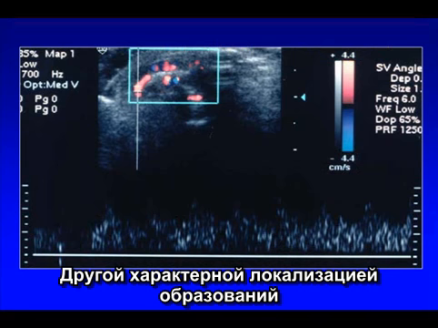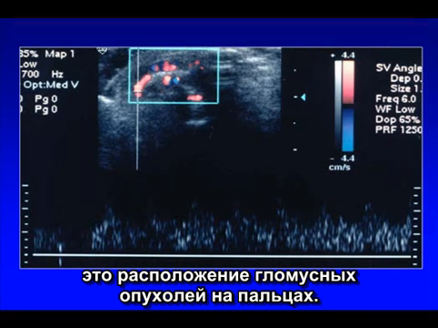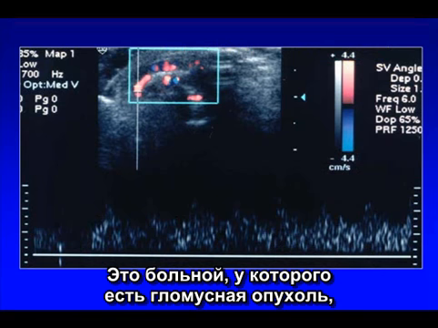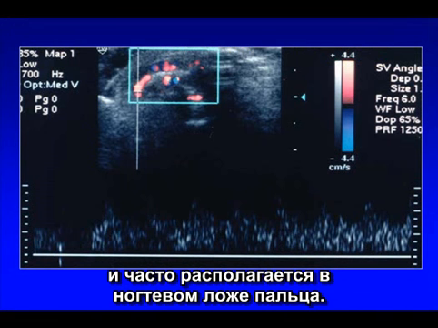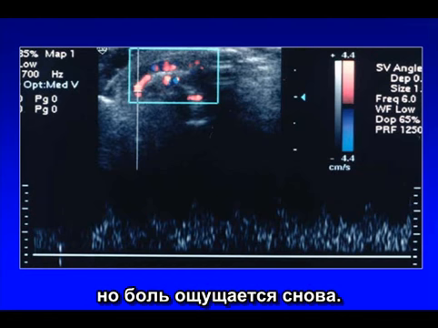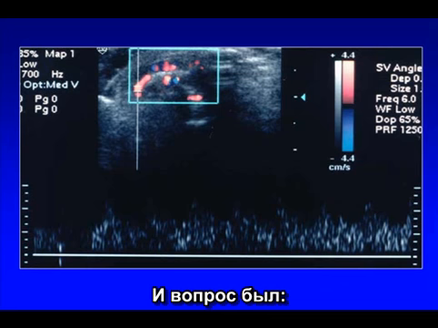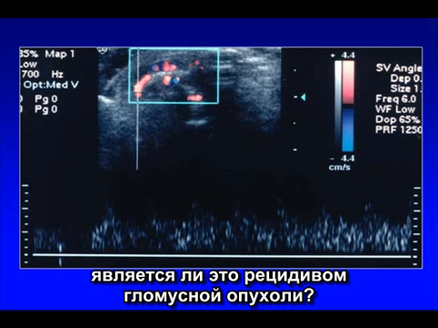Another characteristic location of a mass is the glomus tumor in the finger. This is a patient who had had a glomus tumor, which is a vascular tumor, very painful, often under the nail bed, in the finger, and it had been resected, but the pain came back. And the question was, did the glomus tumor come back?